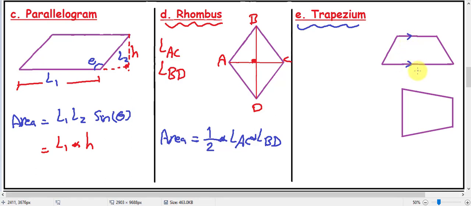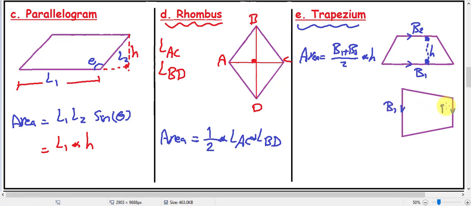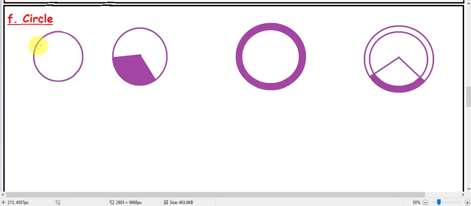and the upper base and lower base are parallel to each other, this is B1 and this is B2, and I have the H between B1 and B2, the H is always perpendicular to these two bases, so the area of the trapezium equals (B1 plus B2) over 2 multiplied by H. And sometimes these bases may be in a vertical way like this. This is B1 and this is B2, and this is the vertical distance between B1 and B2, so the area is the same equation. The last shape here is the circle.